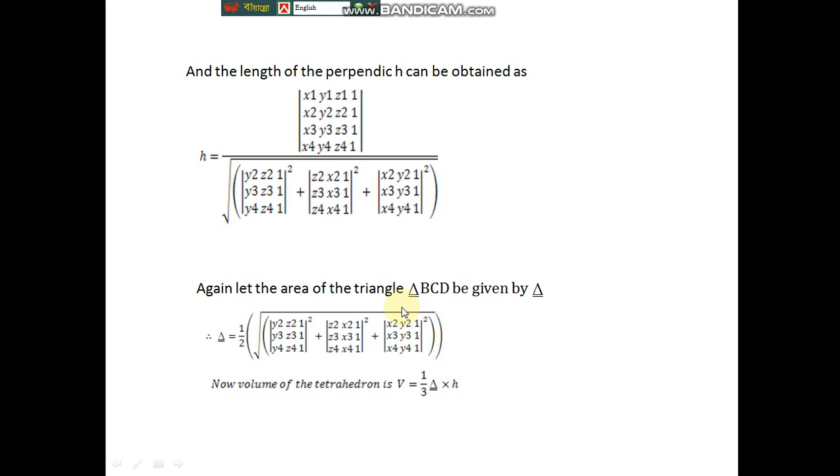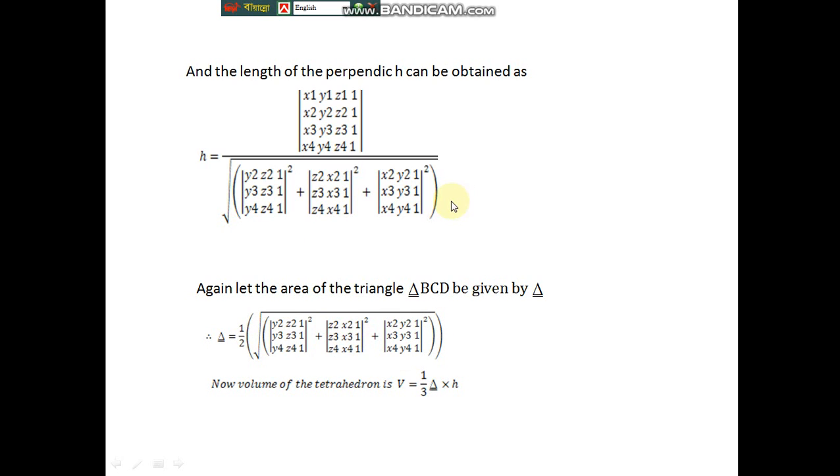Now let us determine the area of the triangle BCD. The area of the triangle BCD is del equal to half of a quantity. How can we find this quantity? Where does it arrive from? It is the same as the denominator of h, and we put the denominator of h as a multiplier of half. So del equals half of this quantity.